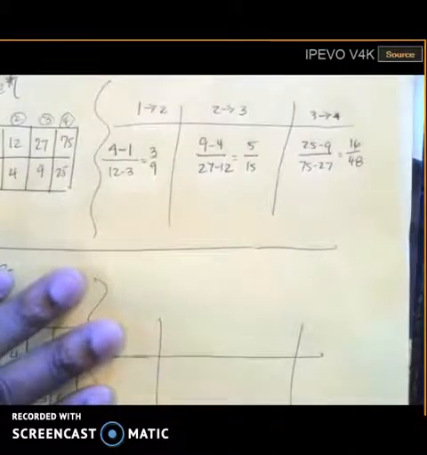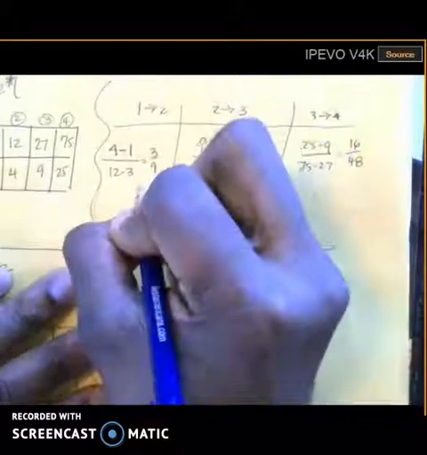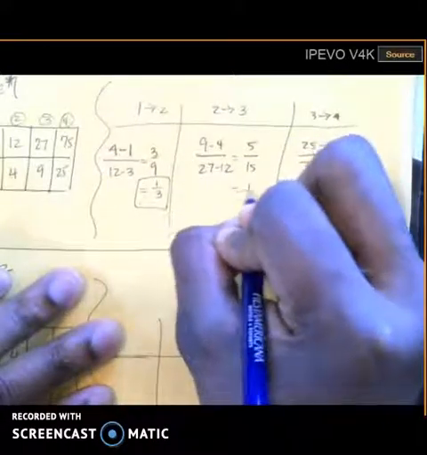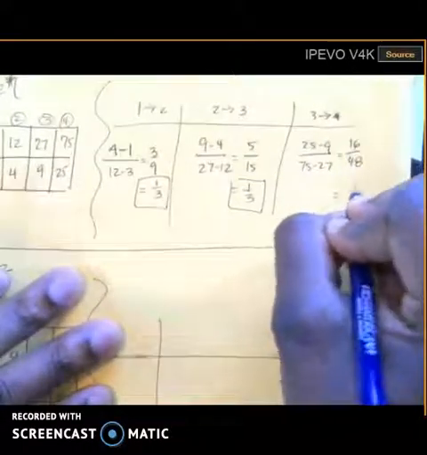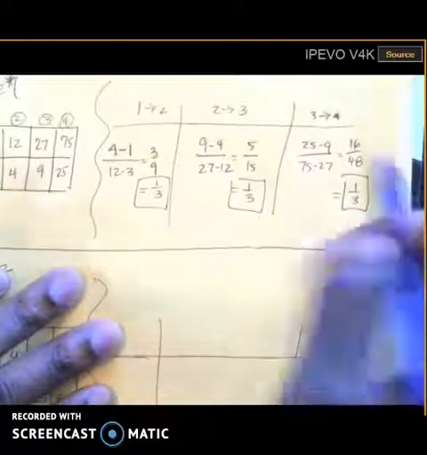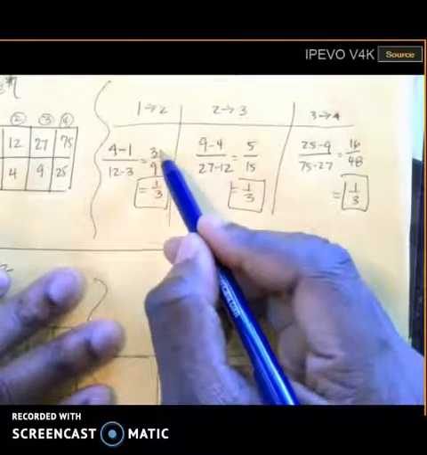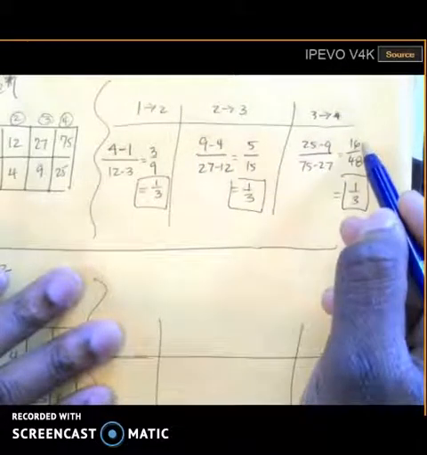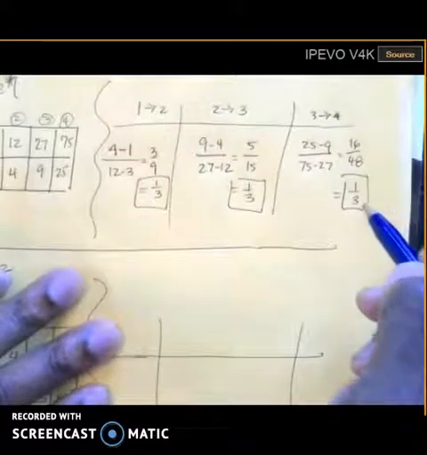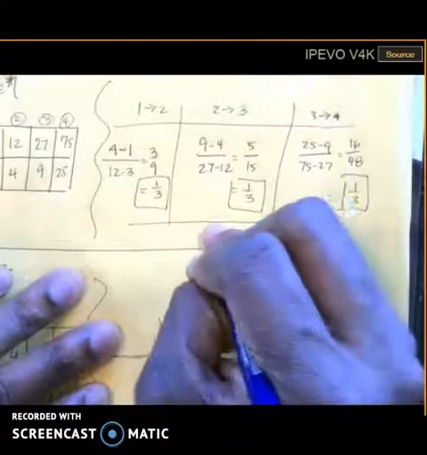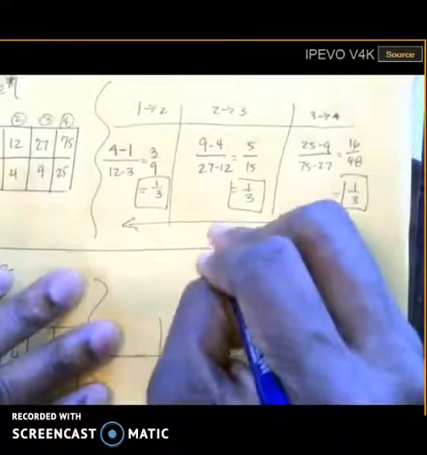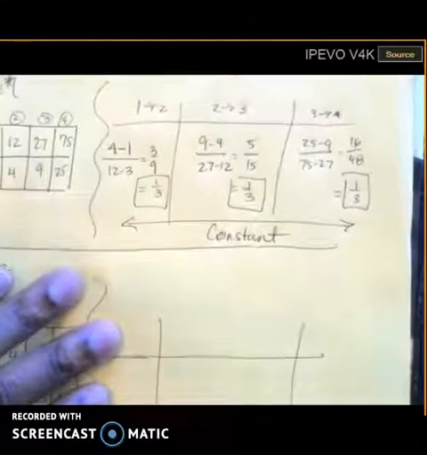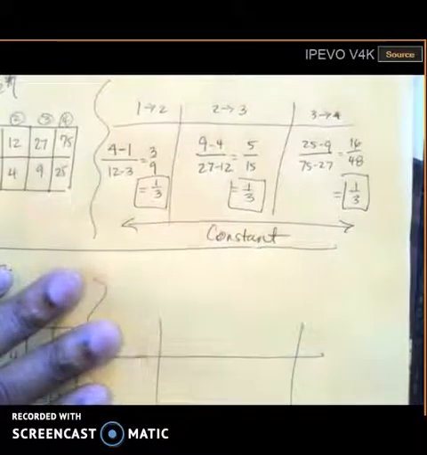Like, wait a second, Mr. Moore, those are not the same. And then I would ask you, aren't they? Because when I simplify them, they all simplify to 1/3 because they all have common factors. This one, greatest common factor is 3. Greatest common factor here is 5. Greatest common factor here is 16. They all simplify to 1/3. So because they're all simplifying to 1/3, that means that it's constant. This is my slope. Okay?